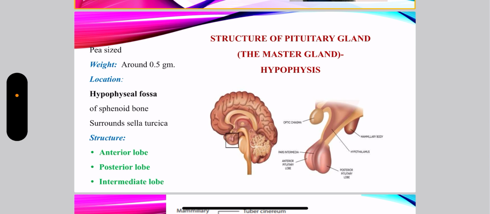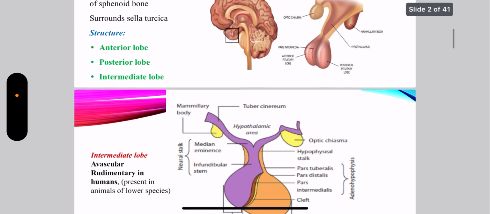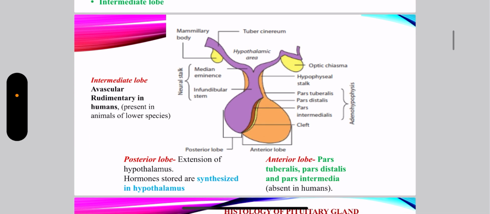Now it has three lobes: anterior lobe, posterior lobe and intermediate lobe. You can see in this figure. Now a detail about these three lobes. The anterior lobe is divided into pars distalis, pars tuberalis and pars intermedia. Pars intermedia is absent in humans, but the bulk of this lobe is represented by pars distalis. Intermedia is almost absent in humans.